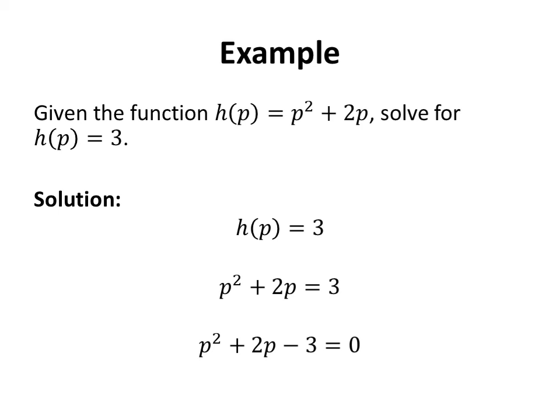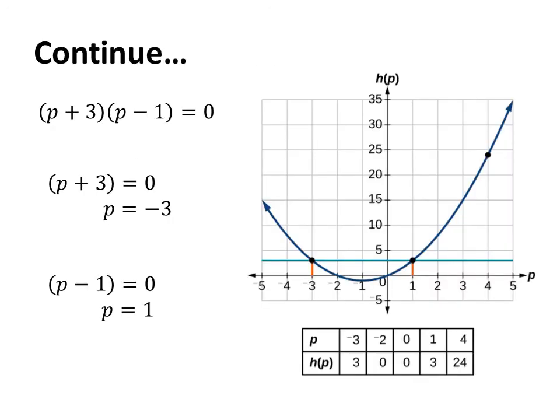This will give us a quadratic equation. Factorize the quadratic equation. Set each factor equal to 0 and solve for p in each case. This will give us two solutions, p equals -3 and p equals 1.